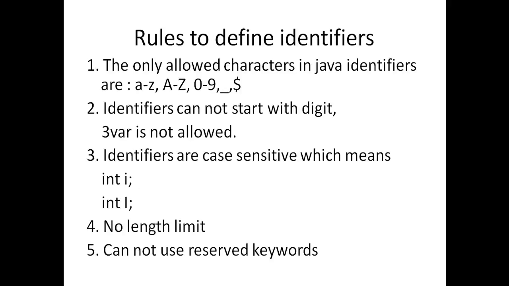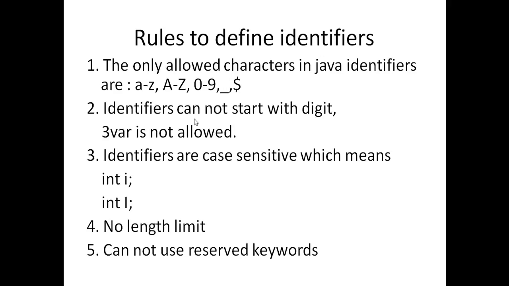The only allowed characters are these; if you give any other character, it will throw an error. Small a to small z, capital A to capital Z, digits 0 to 9, an underscore and a dollar sign. Apart from these characters, if there is anything else in an identifier, it will throw an error.